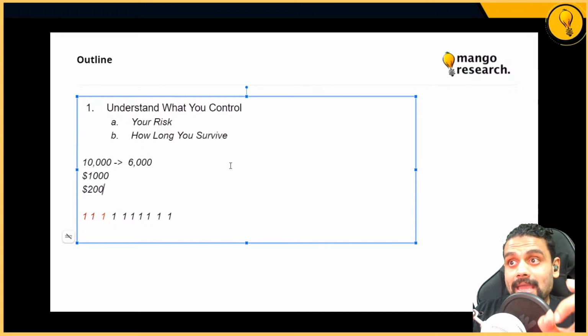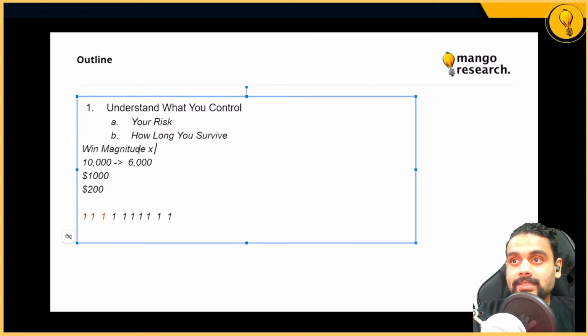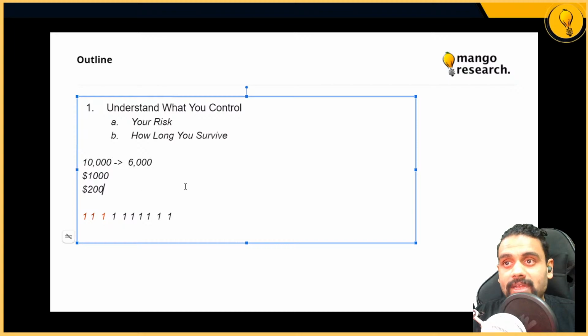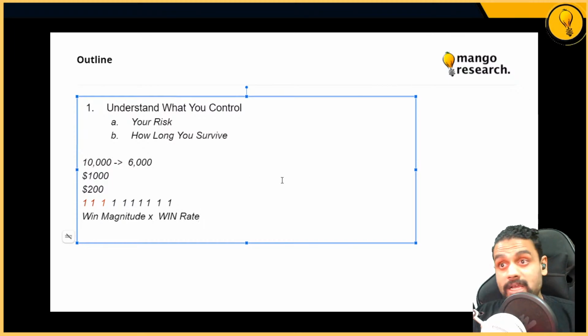Which is why I always talk about this idea of win magnitude and win rate. They both matter. People think that all that matters is your win rate, right? That's why they keep asking, oh, what's your win rate? What's your win rate? What's your win rate? Your win rate isn't as important as your win magnitude in conjunction with your win rate, guys. Okay? Because when I say win magnitude, I'm talking about the amount you win.